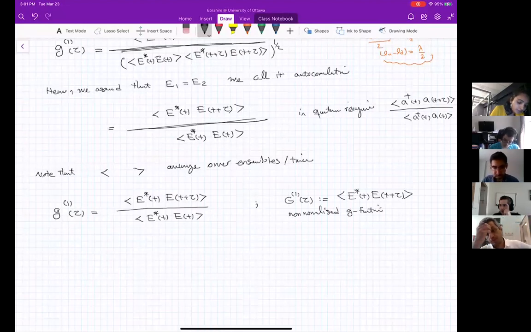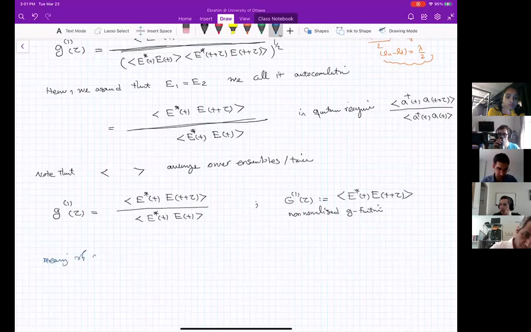Before performing some calculation for different statistics and getting the result of these, let's have a little bit of mathematics and understand the meaning of the G1 function. Good. In order to understand the meaning of the G1 function, let's do the Fourier transform.